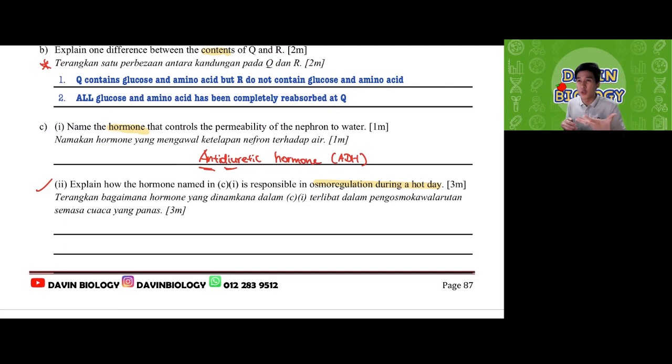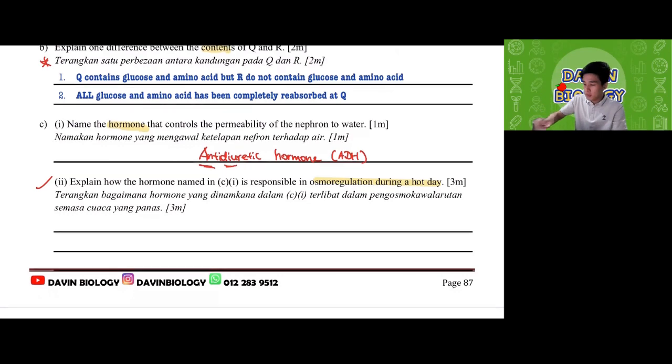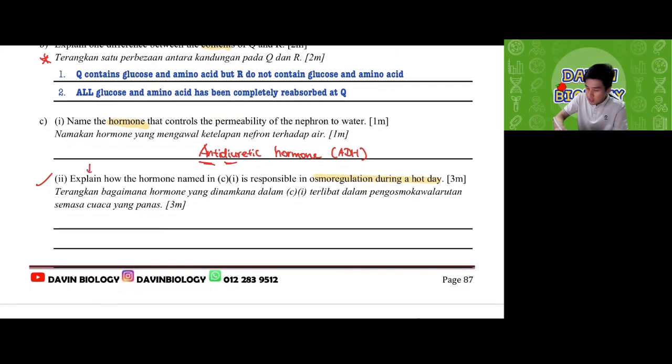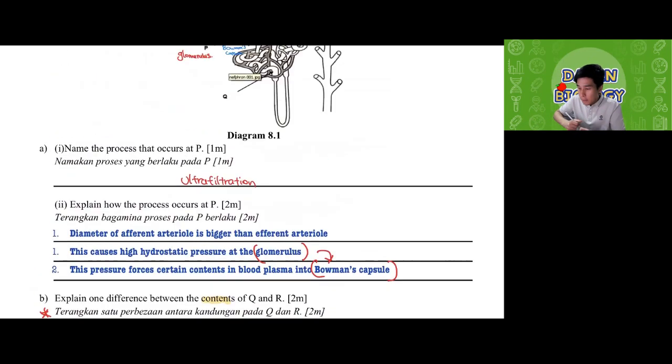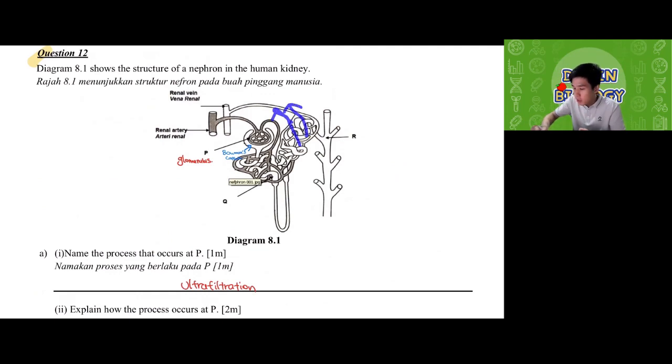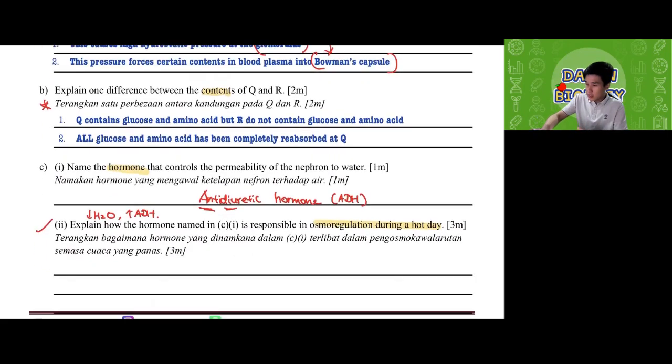Of course, it's hot, you will lose water, you will sweat. So when you sweat, your body's water is lesser or more? You sweat already, so of course lesser water, right? So if lesser water, do you need more ADH or lesser? Of course you need more. Very good. Because you want to absorb more water back into your body at the distal convoluted tubule. You want to take back the water into your body. That's how we explain it exactly like that.